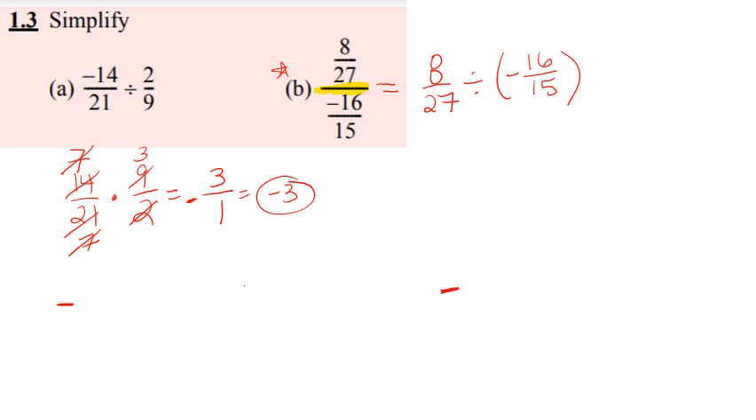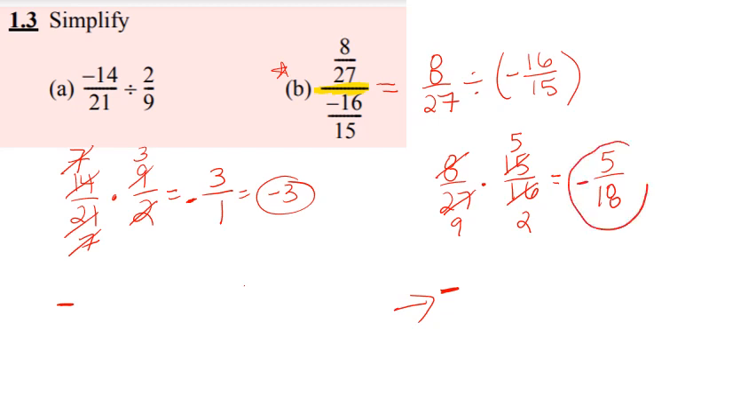All right, so I'm going to write 8 over 27 times 15 over 16. Again, I got rid of that negative sign because I already figured out that my final answer is negative, so I can ignore it. All right, so 8 and 16 will be 1 and 2. 15 and 27 reduces by 3. That will be 5 and 9. Nothing else reduces. 1 times 5 is 5. 9 times 2 is 18. And then don't forget the negative sign because the final answer should be negative.